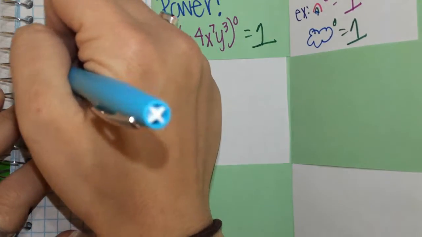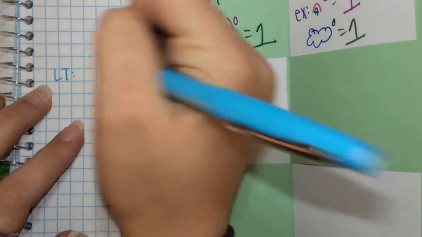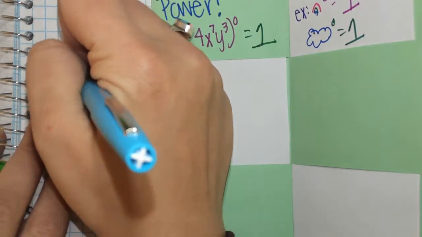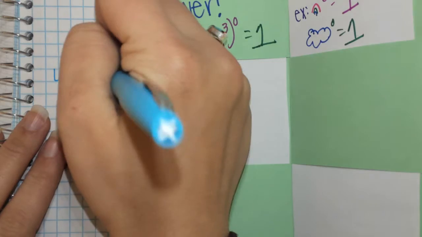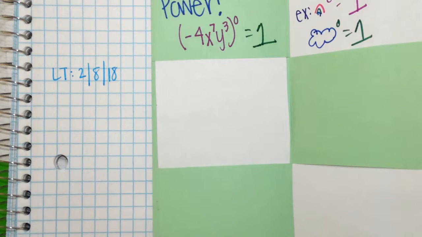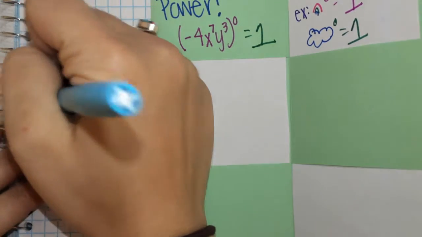Our learning target for today, and it is the, what, 8th? Yes. Says, I can simplify rational exponents.